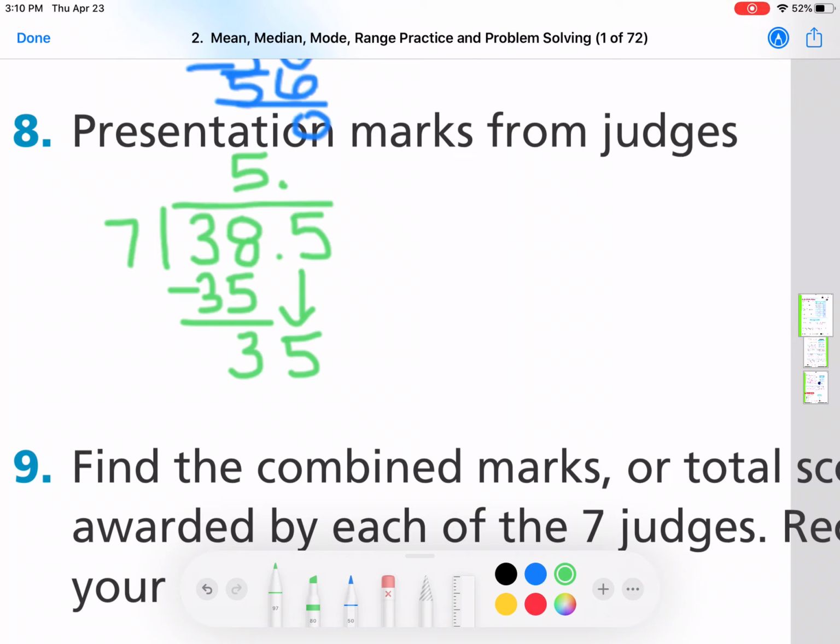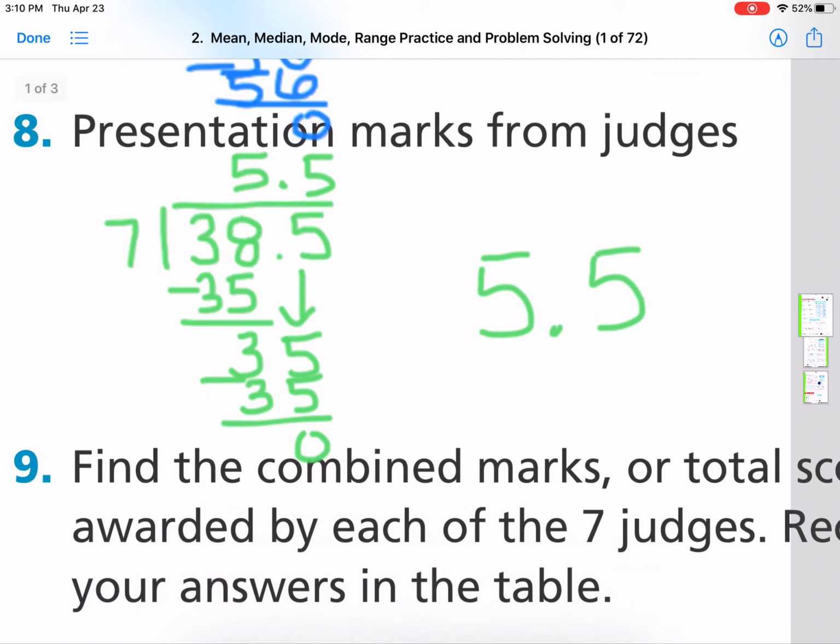7 goes into 35. 5 times 7 is 35. Subtract and we get 0. So our mean is 5.5. So the mean for presentation marks is 5.5.